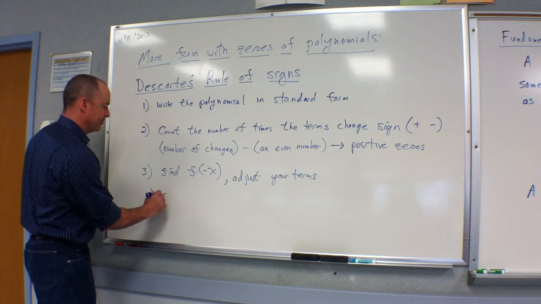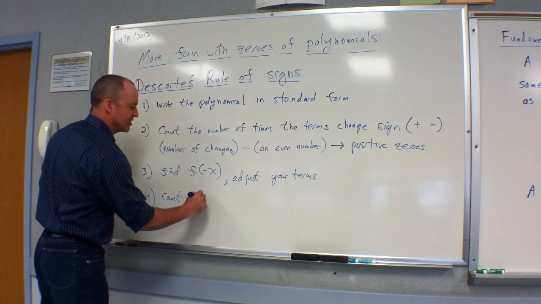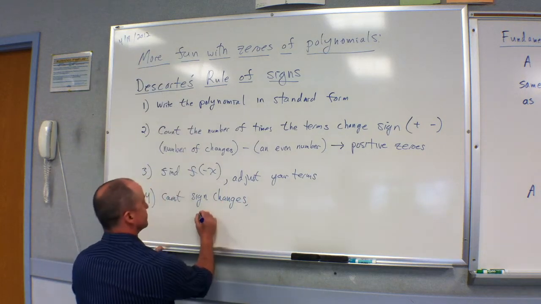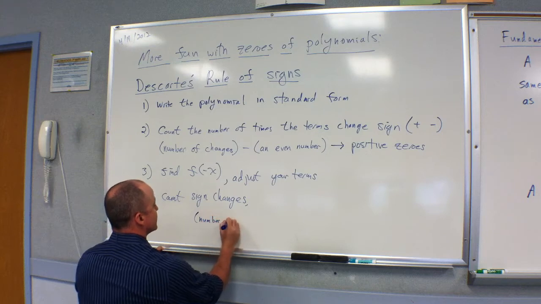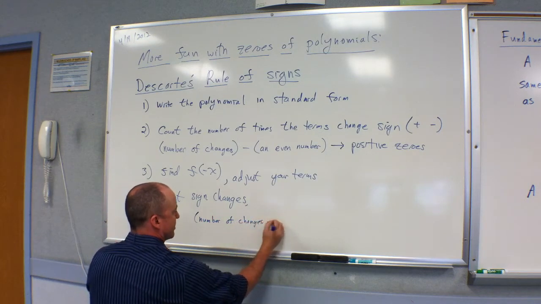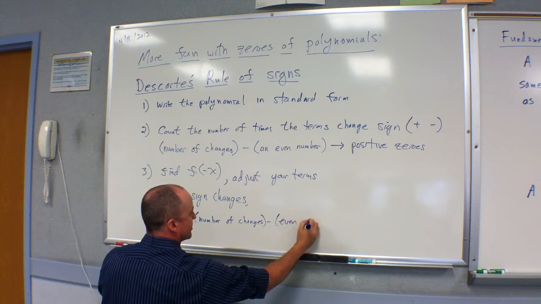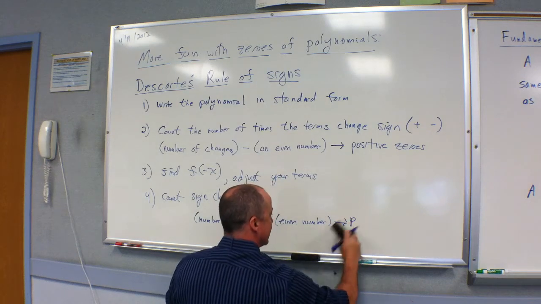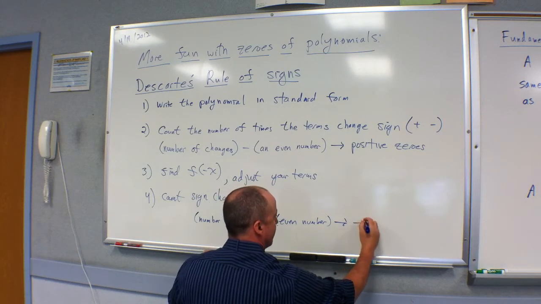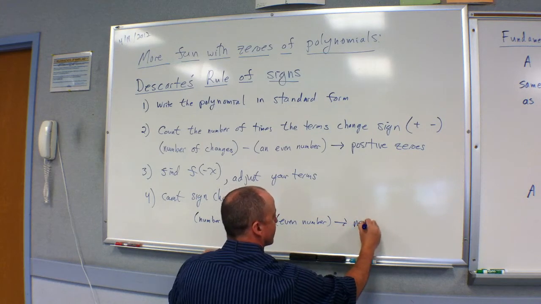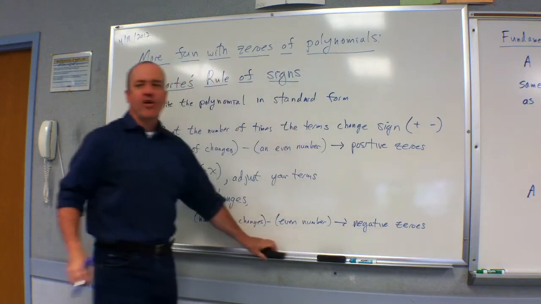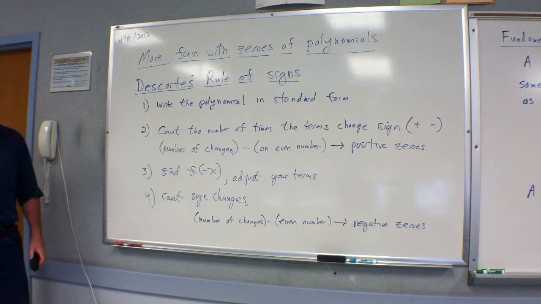Then you do the same thing. Count the sign changes. And once again, the number of changes minus an even number gives you all of your possible negative real zeros. Now this will only help you with the real ones. If all of your zeros are imaginary, this will help you figure that out, actually.